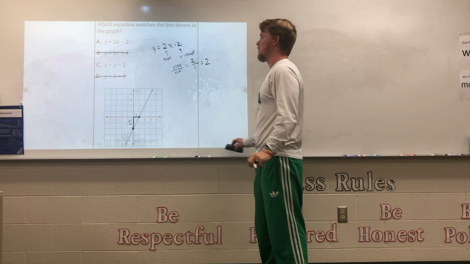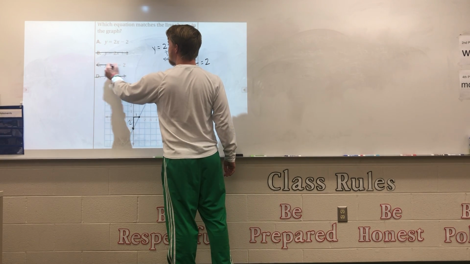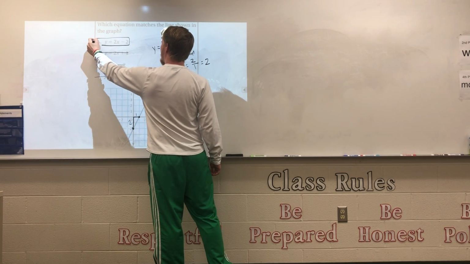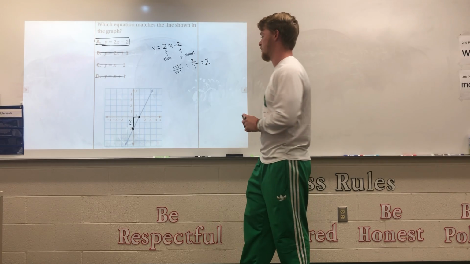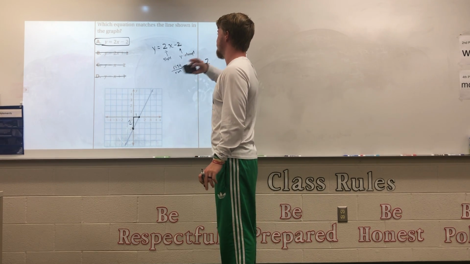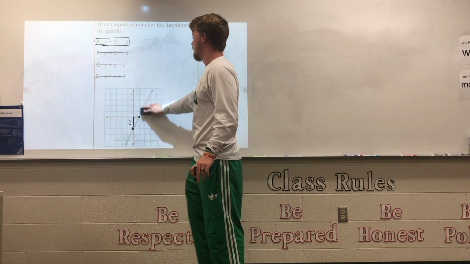And if you look over here, you see that choice C does not have a slope of 2, but choice A does. So your answer for this question should be A. So that's how you break down this problem. First find your y-intercept, then find your slope to figure out which equation matches the line of this graph.